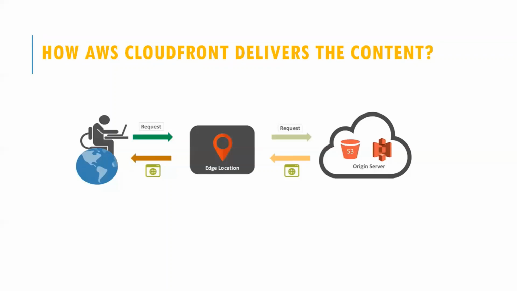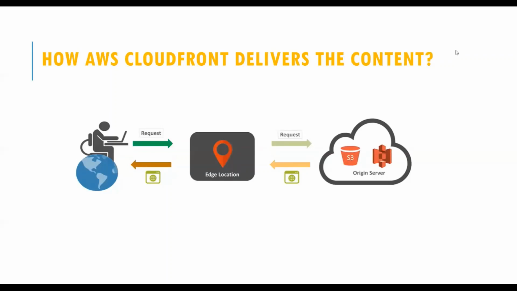How AWS CloudFront delivers the content. AWS CloudFront delivers the content in the following steps. The first is the user accesses a website and requests an object to download, like an image or any other files from the origin server. The DNS routes your request to the nearest CloudFront edge location to serve the user request. Then at the edge location, CloudFront checks its cache for the requested file. If found, it returns it to the user.